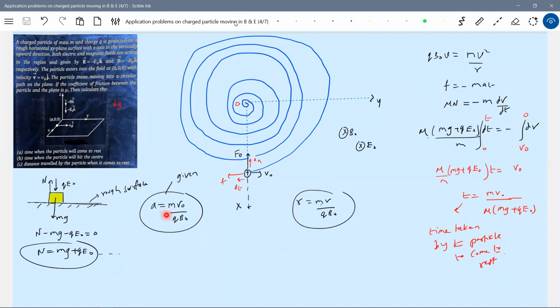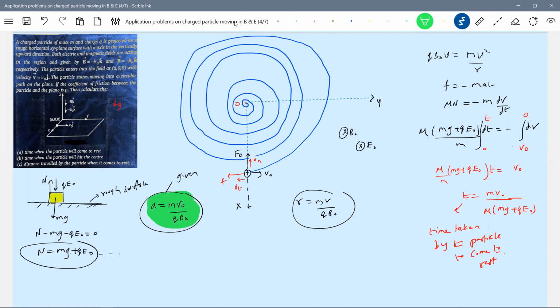So E should have been given this. Otherwise, not possible. Maybe this is the equal condition. So this has to be given. I'm introducing this. Otherwise, it will be meaningless to confirm that it will come to rest at origin. Okay, all of you, this data should be given.